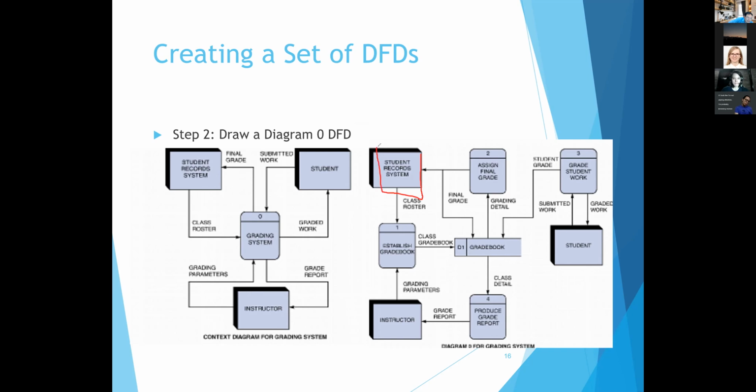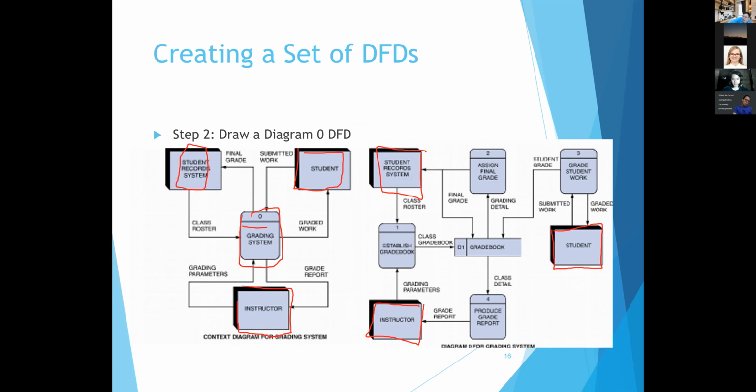Firstly, I look at the external entities first. There are 3 of them. So I draw process number 0 first and then I draw the 3 entities: student record system, instructor, and student. Just that first. Now I have entities and a process, and then I write the name of the process, that is the grading system. After that, I look at the data flows that will be linked like this.